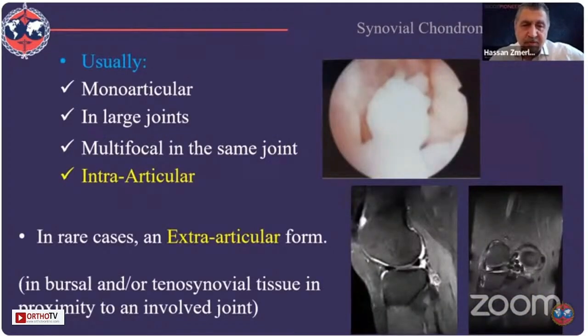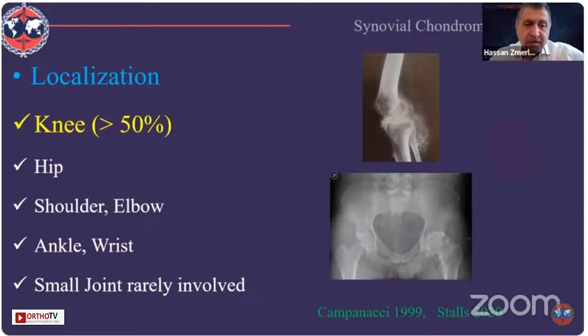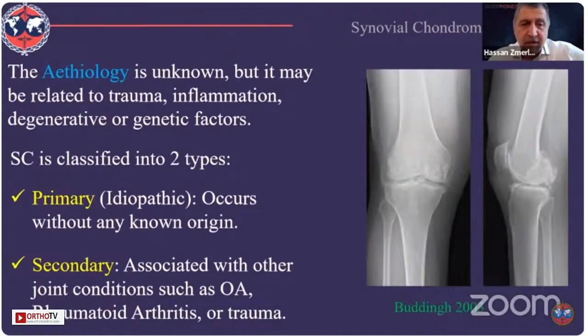Usually, synovial chondromatosis is monoarticular in the large joints and with multifocal presence in the same joint. And generally it is intraarticular, but we also have an extraarticular form. The knee joint is the most affected joint, but all synovial joints can be affected by synovial chondromatosis. The etiology is unknown, but it may be related to trauma, inflammation, degenerative, or genetic factors.